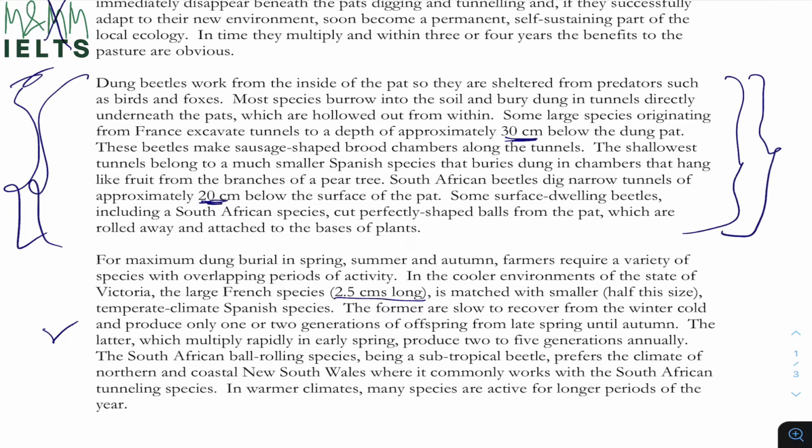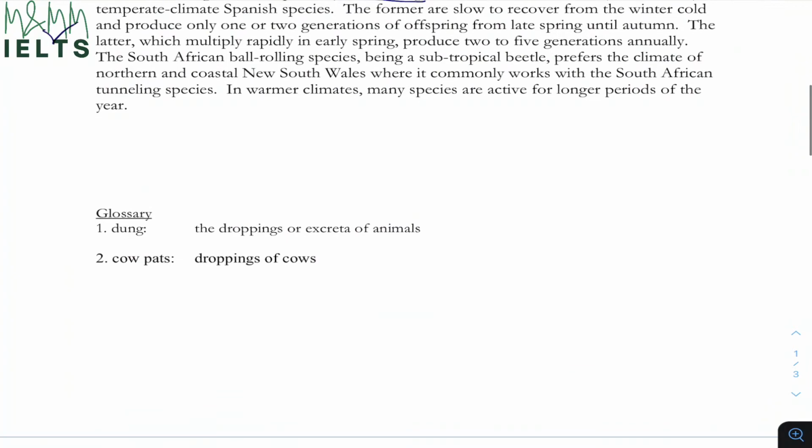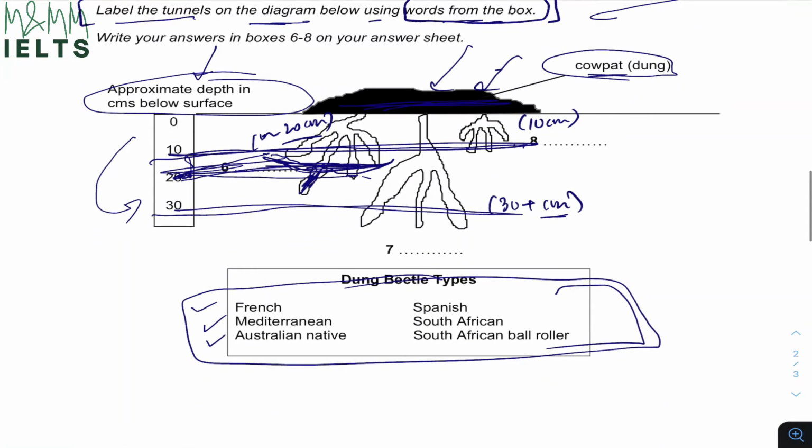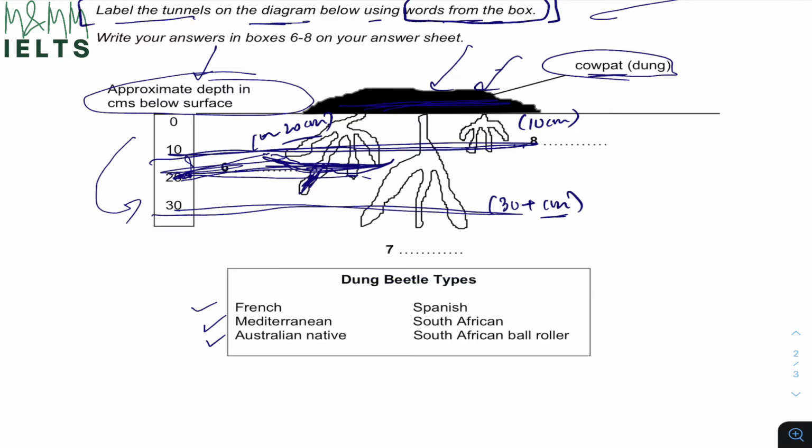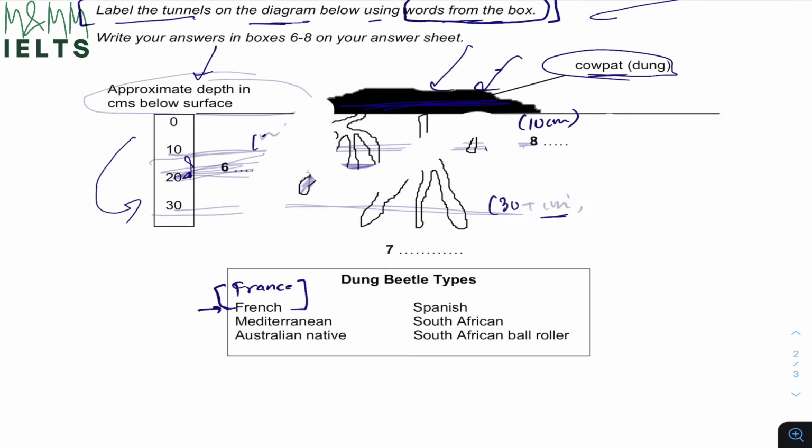Now right now, as you can see, if you read out this third sentence, it says: some large species originating from France excavate tunnels to a depth of approximately 30 centimeters below the dung pat. So France, does that keyword look similar to any of these? Yes, it does. Which one is that? That would definitely be French. France, French, same thing. And what length did they give me? They gave me 30 centimeter.